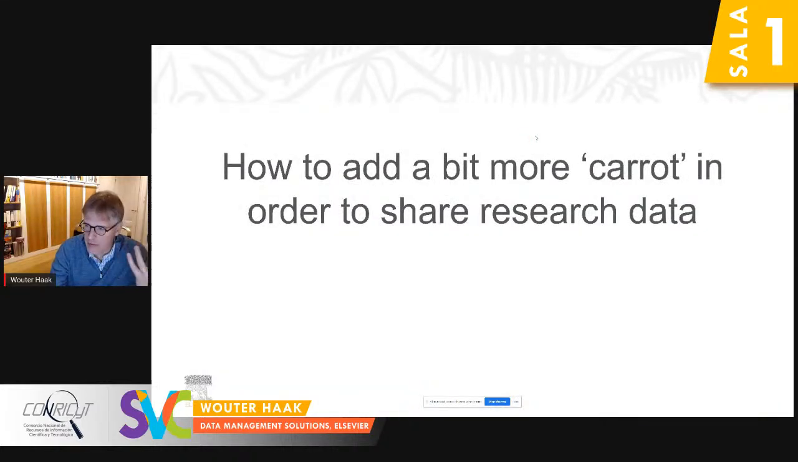Now, I also want to think a little bit more about the funding bodies that mandate data sharing, which is actually a good thing, because I think it helps researchers to share more data. But we should also think a little bit more about how we can better reward the world of research for sharing research data.